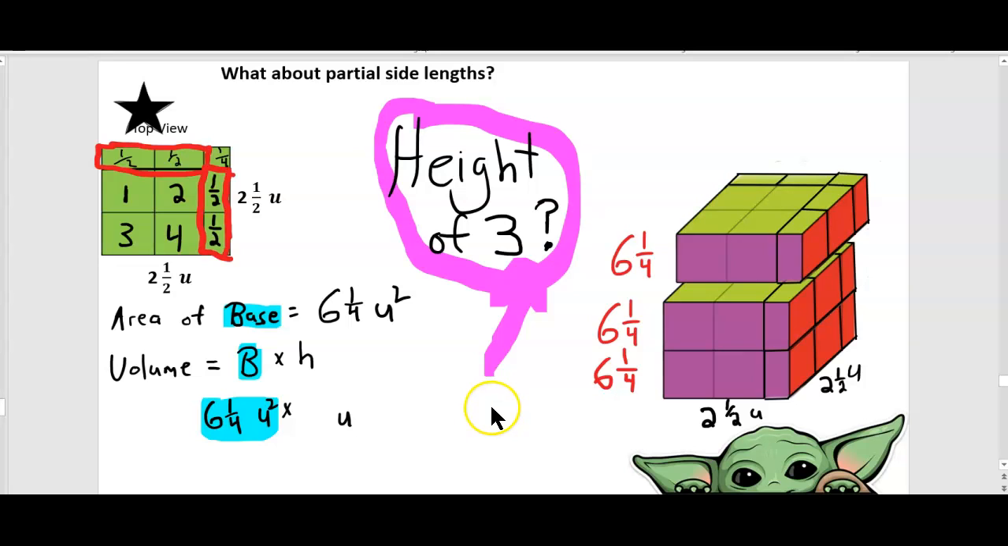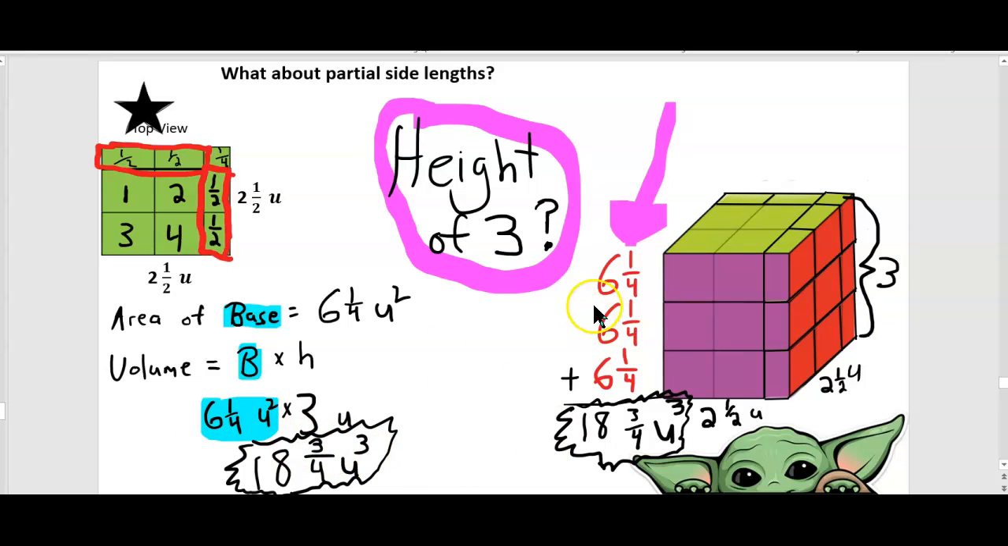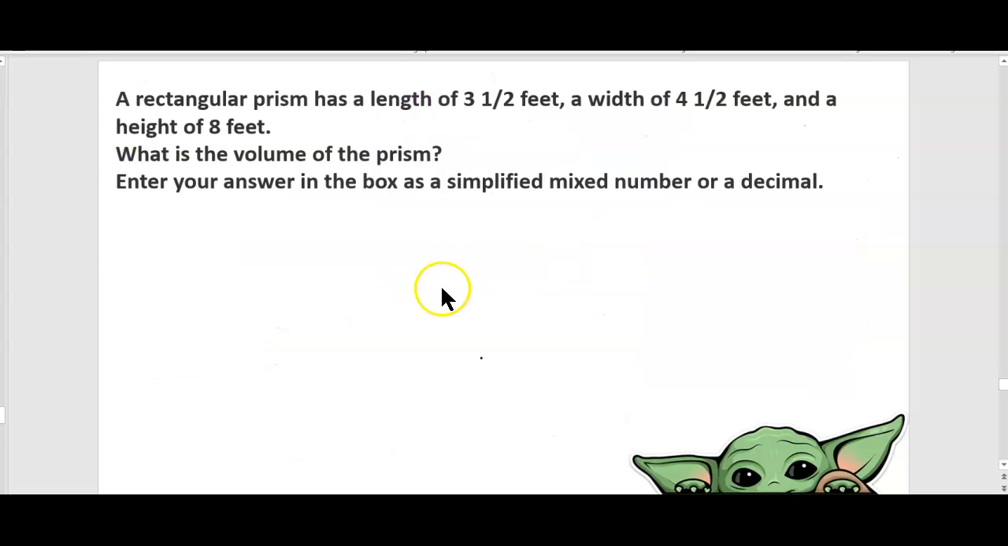Just add them up again. You can say 6 1/4 times 3, and do the math. Or you can say 6 plus 6 plus 6 is 18. 1/4 plus 1/4 plus 1/4 is 3/4. Oh, that's nice. Remember, unit cubes. These are cubes. That's a fraction of the lengths of cubes.